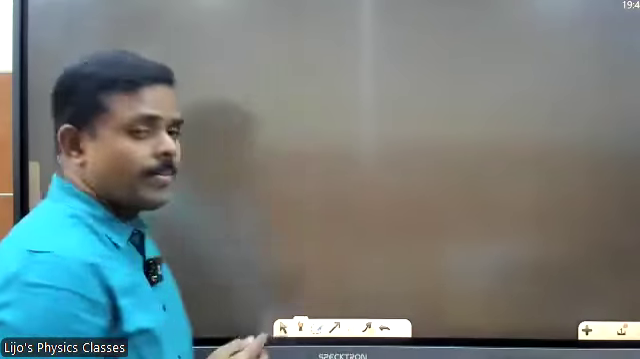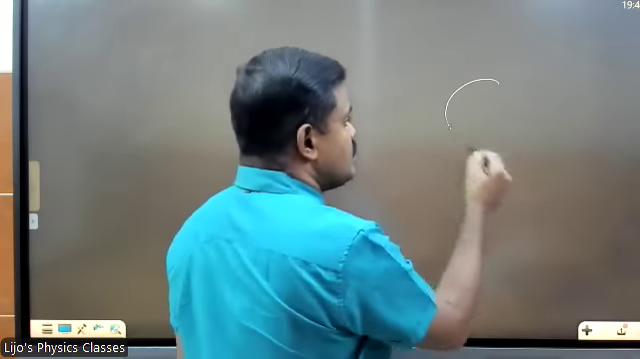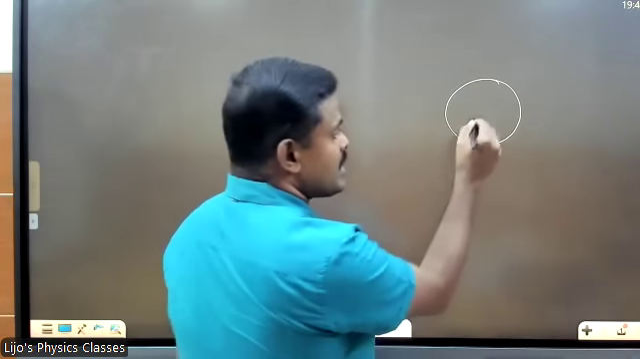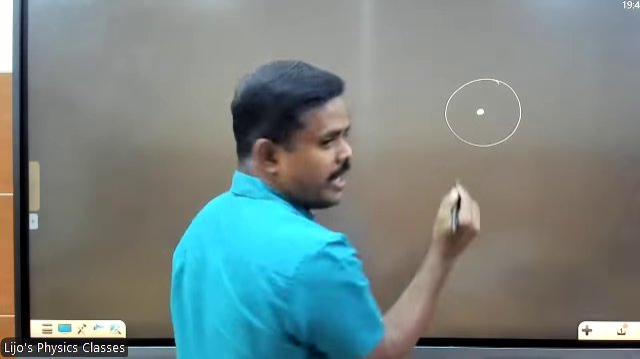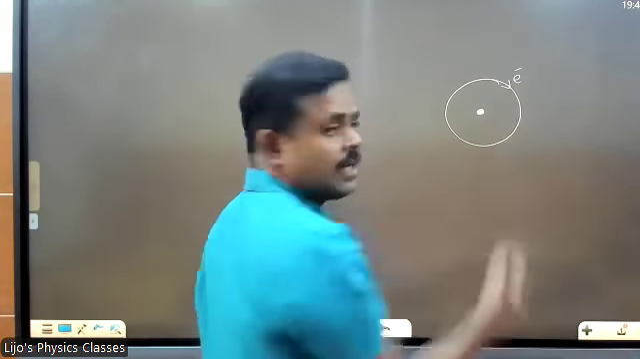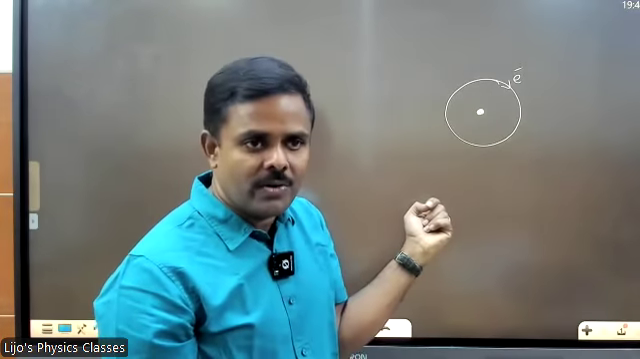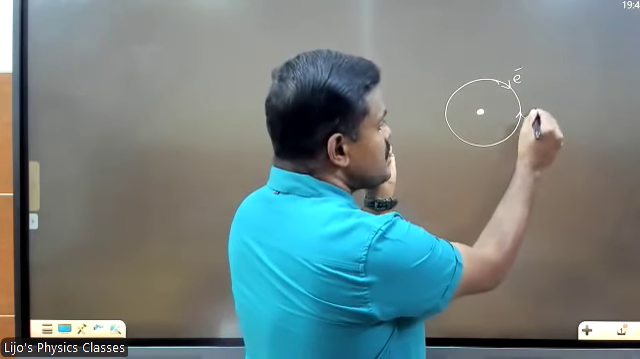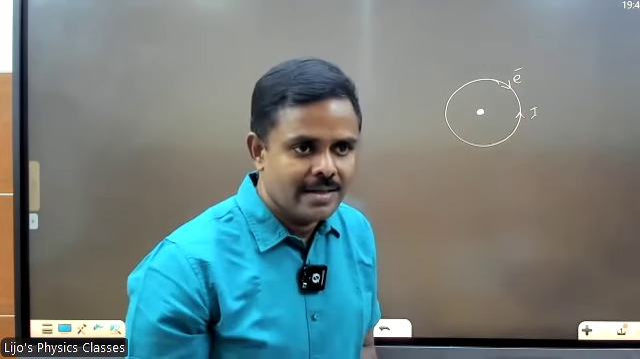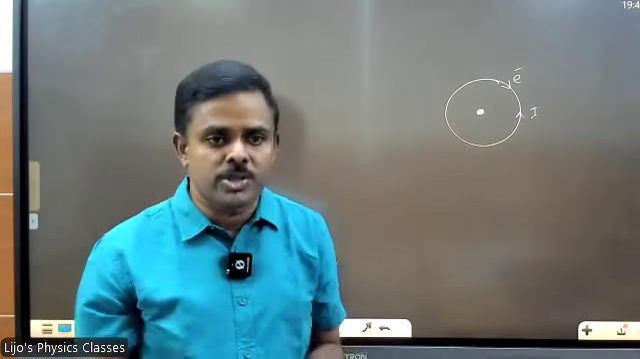Now, imagine, I'll tell you something. Imagine you take an atom. Look at an atom. This is an atom. Atom has a central core called nucleus, right? Nucleus. And an electron is revolving. If an electron revolves in clockwise direction, where is current flowing? Current flows in anti-clockwise direction, right? Because electron's direction and current's direction are opposite to each other.